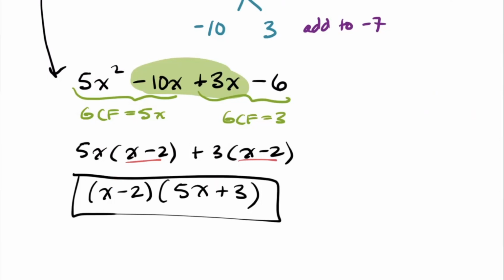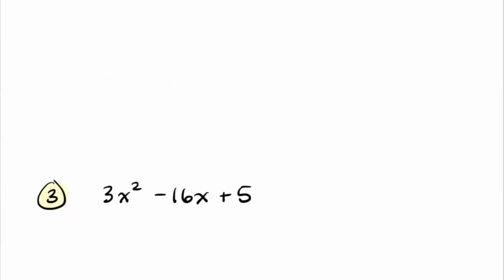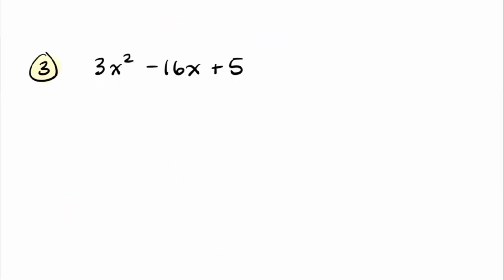Okay, let's try one more example of this together, and it is 3x squared minus 16x plus 5. Okay, so AC method candidate for sure. There is a 3 in front of the x squared. 3 can't divide out, so we've got to use this method here. So 3 times 5 is 15.